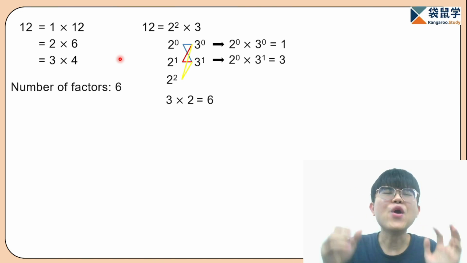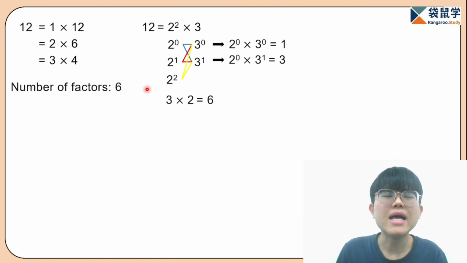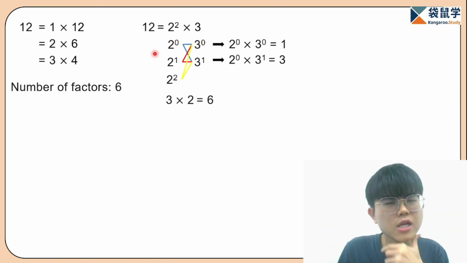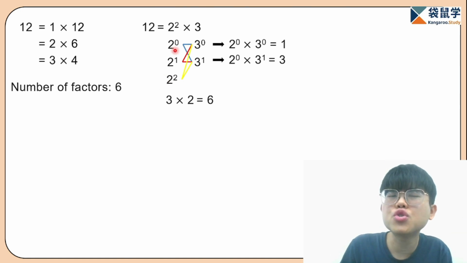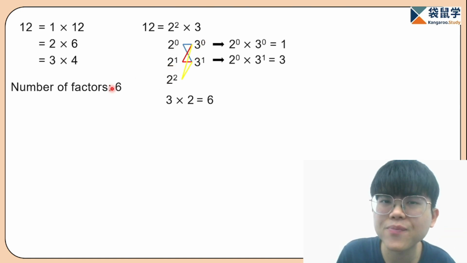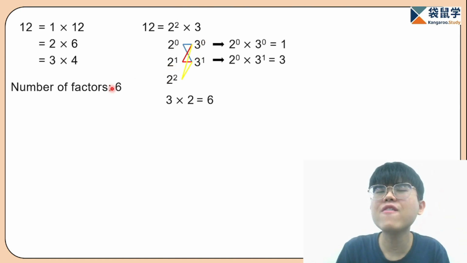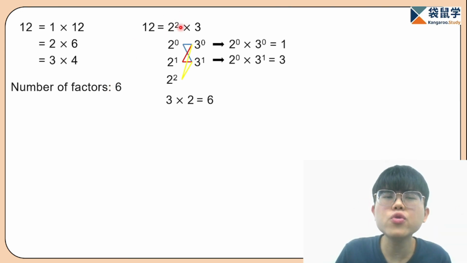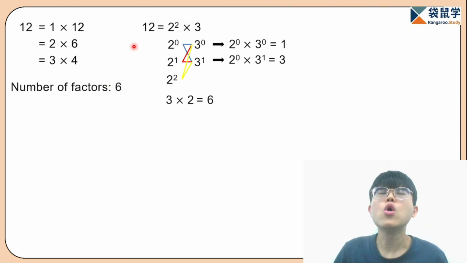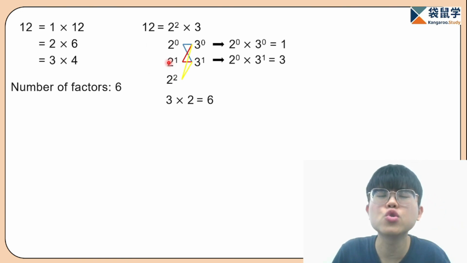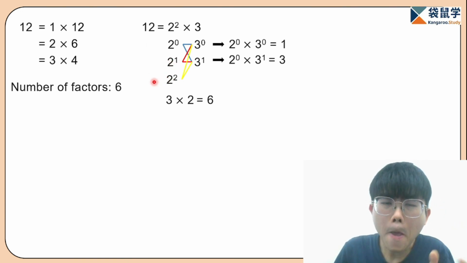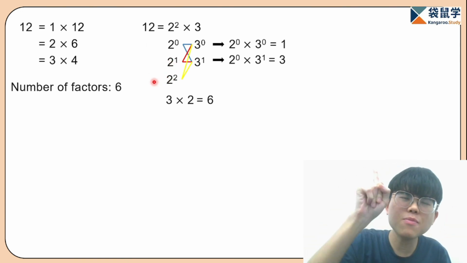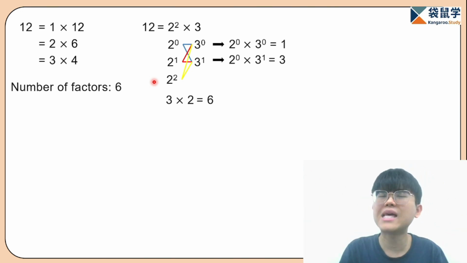Alright, everyone, we say that the two numbers here are the number of choices, right? But how do we know that it's 3 choices? How do we know that it's 2 choices? Actually, we can observe the power of our prime factor. Since we have 2 to the power 2, we will know that there will be 2 choices, 2 to the power 1 and 2 to the power 2. But we still have to add one more choice, which is we don't select any of it, which is 2 to the power 0.